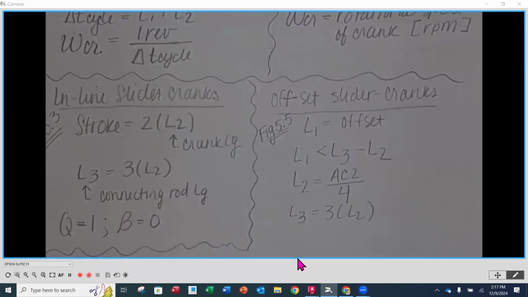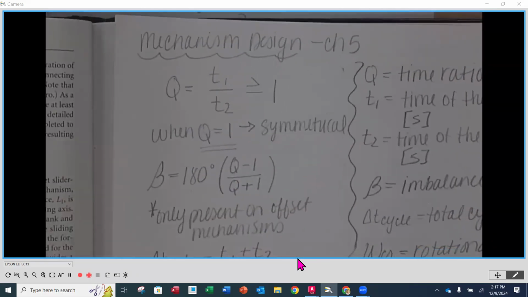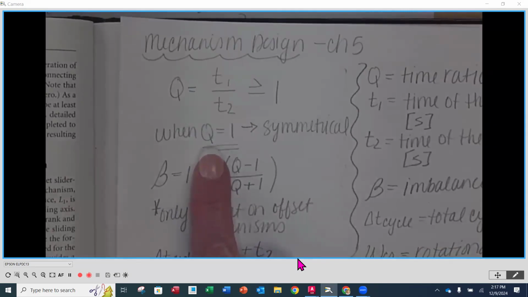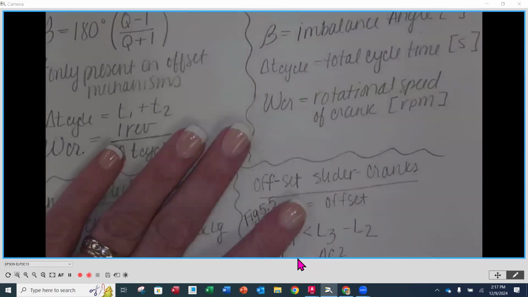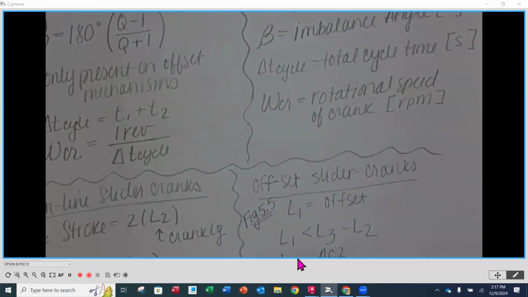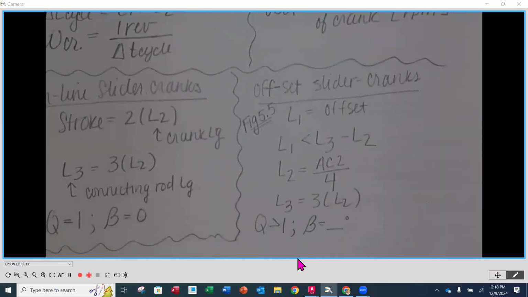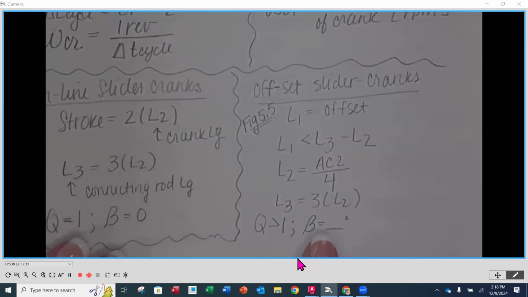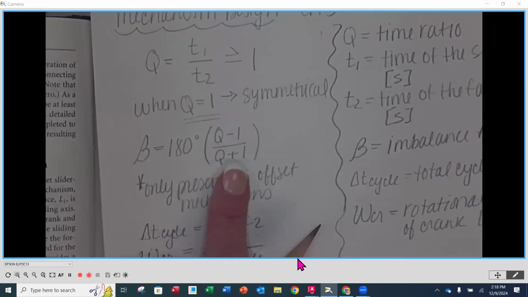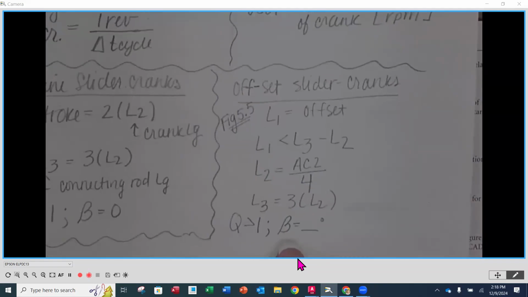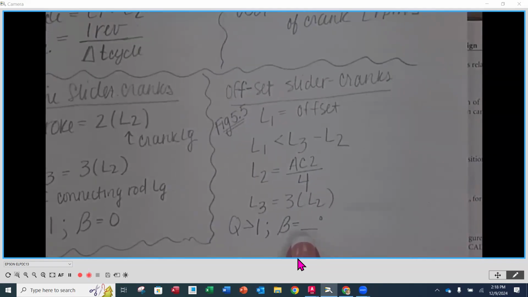Now, because this is an offset slider crank mechanism, that means we're going to have a Q that is greater than 1. So we can write that here: Q is going to be, oopsie, not less than 1, greater than 1. And we're going to have a beta of some number. We're going to have to calculate what beta is. And we know beta is equal to 180 degrees times (Q minus 1) over (Q plus 1). So we are going to have a value for beta. We'll have to calculate that because it's offset.